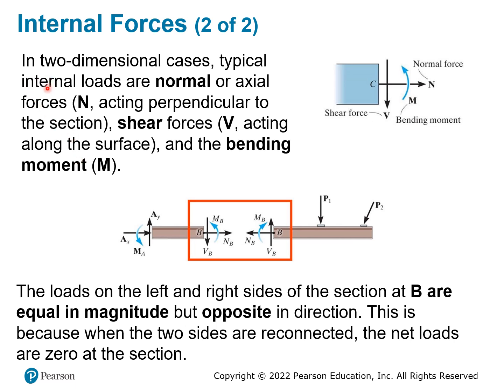This slide kind of summarizes what we just talked about. You have a normal force. This is the actual force, which is along the direction of your component. So this could be a beam, this could be a rod, and the force along this direction, which is the axial direction, is what we call the normal force, and we use N to represent it. Shear force is acting along the surface, and the bending moment is the thing trying to make it bend.